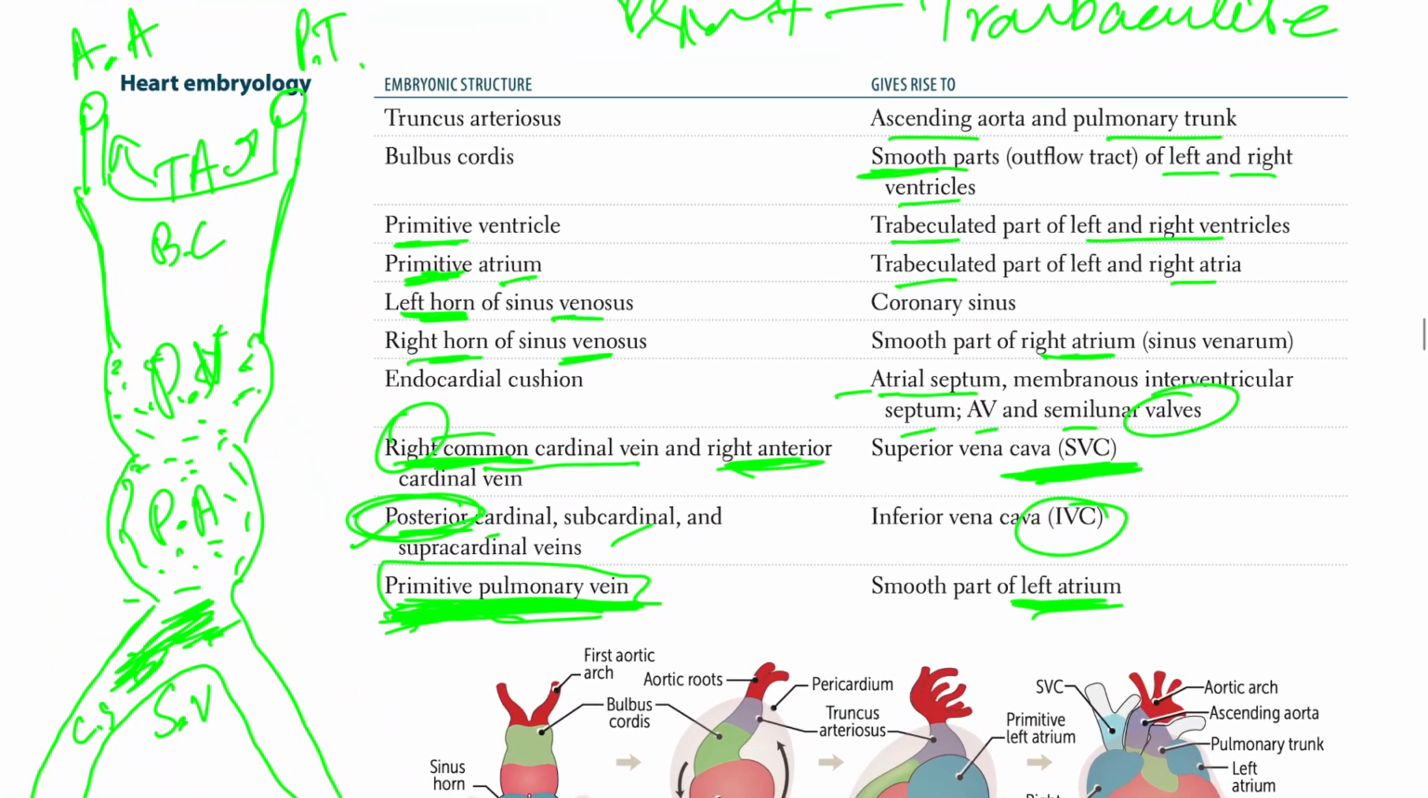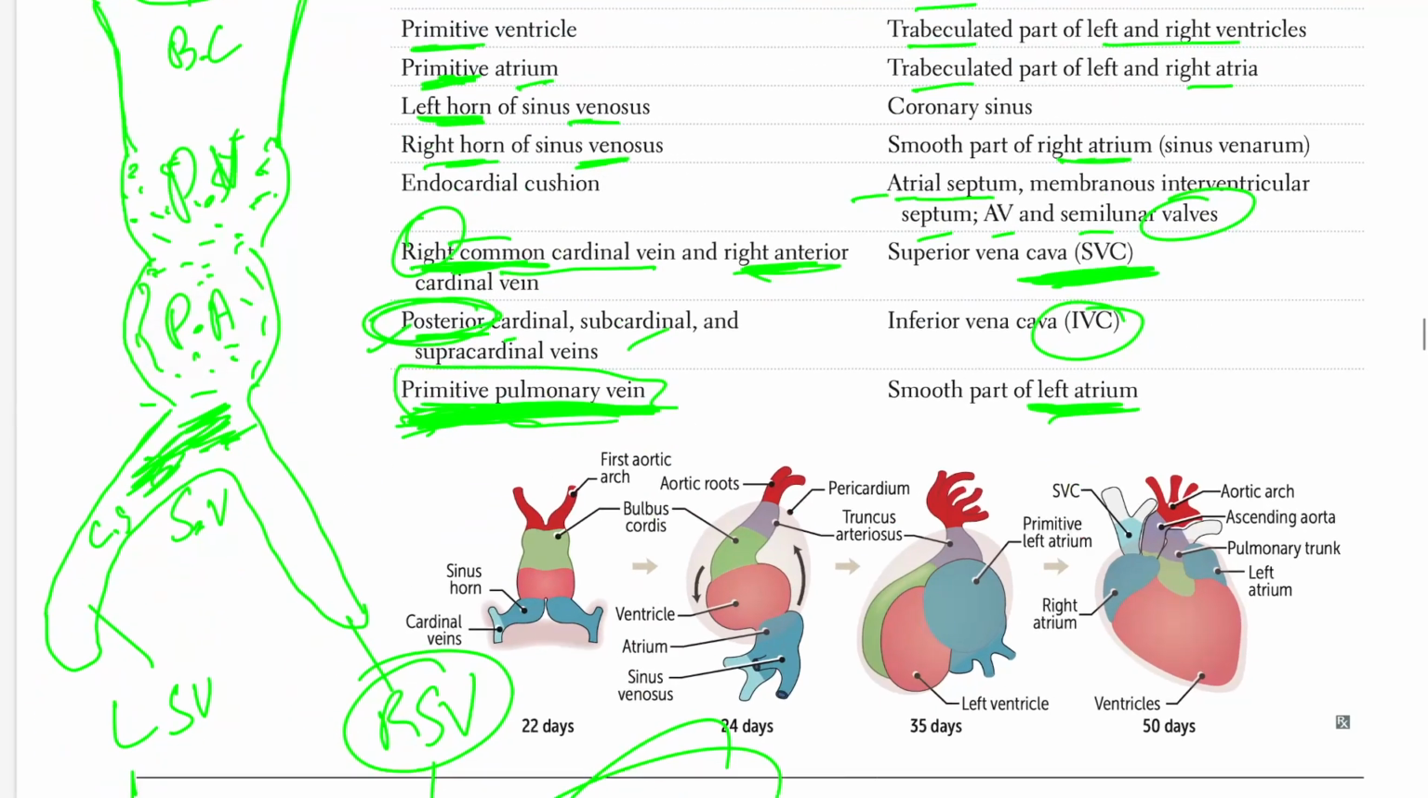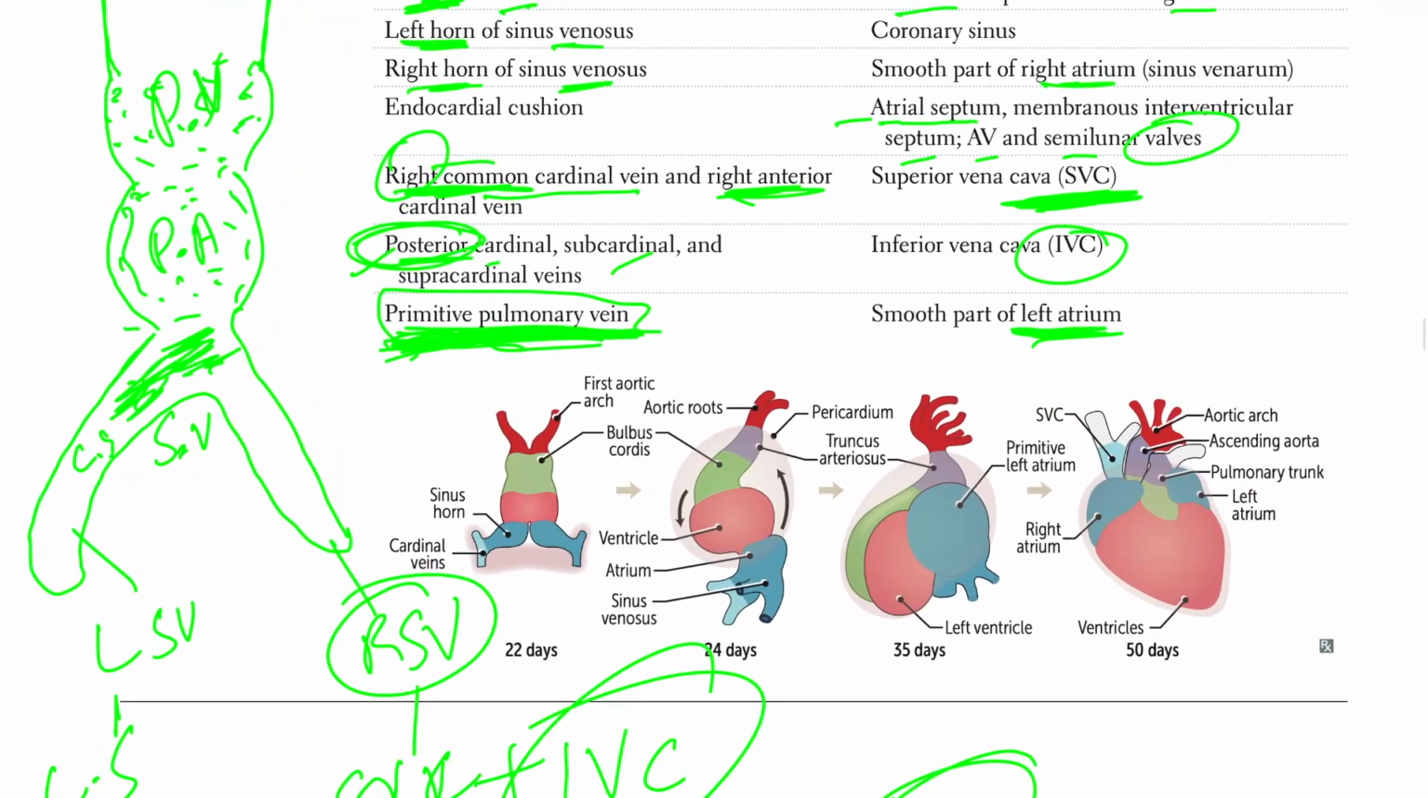On top of that, you have the trabeculated part of the atrium. This is given by primitive atrium, the left and right, but the smooth part on the right side is given by the sinus venosus, SV. Sinus venosus gives off the smooth part of your right atrium. And who's giving the smooth part of the left atrium? That is done by primitive pulmonary vein, right?